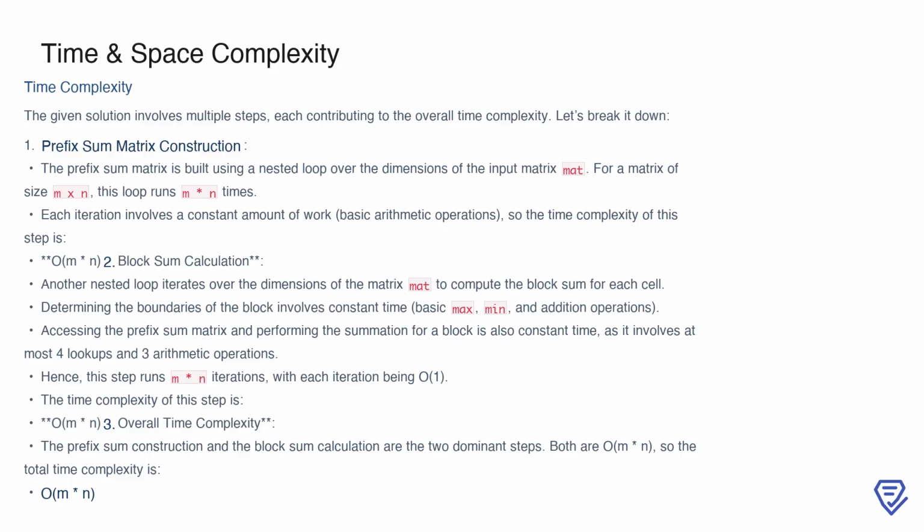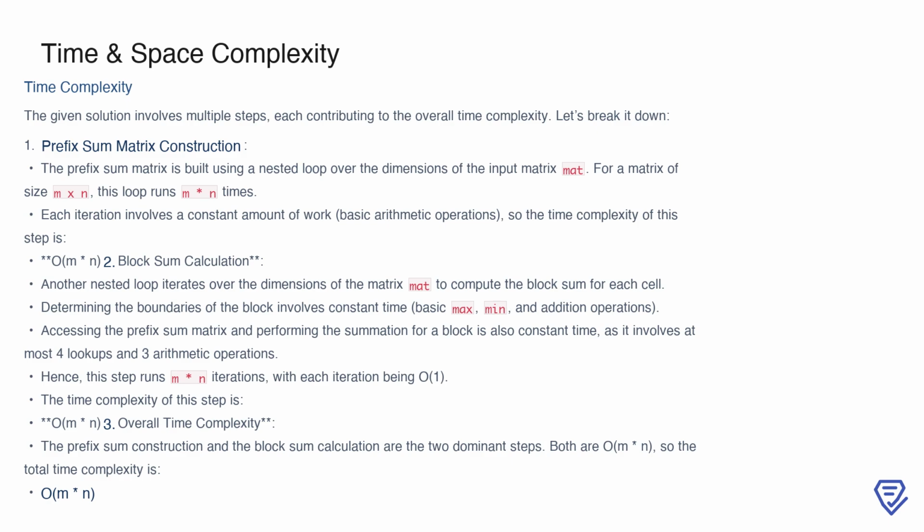First, we construct the prefix sum matrix. This involves iterating through each cell of the input matrix using a nested loop. Since the input matrix has dimensions m by n, this nested loop executes m multiplied by n times. Within each iteration, only a constant amount of work is done, such as adding or subtracting values, so the time complexity of this step is O(m*n).